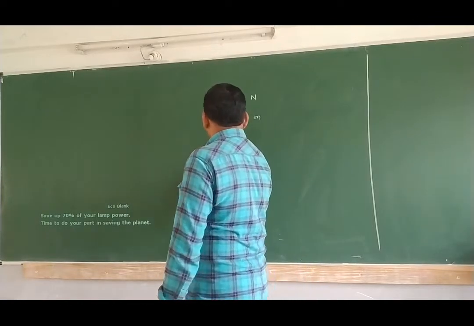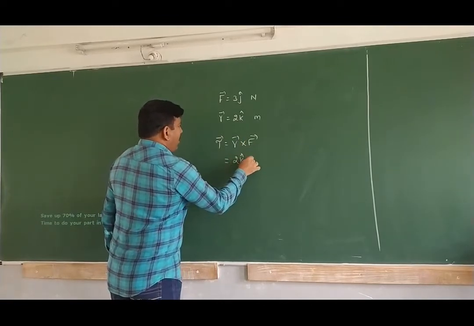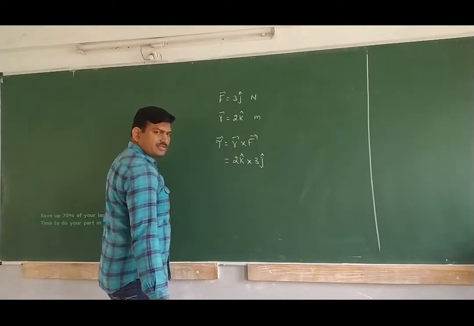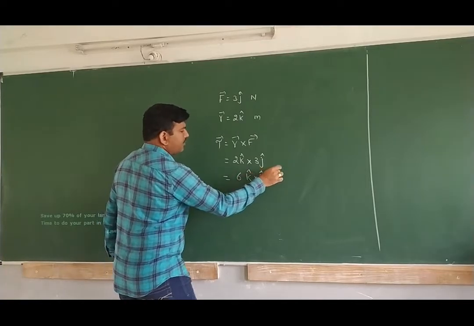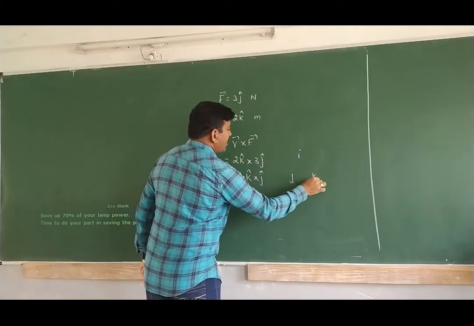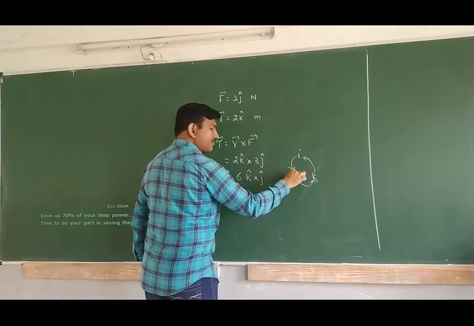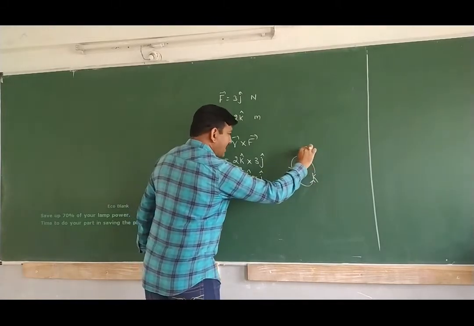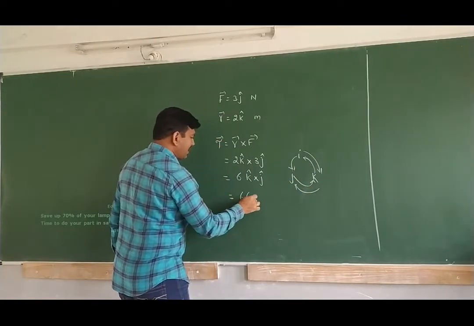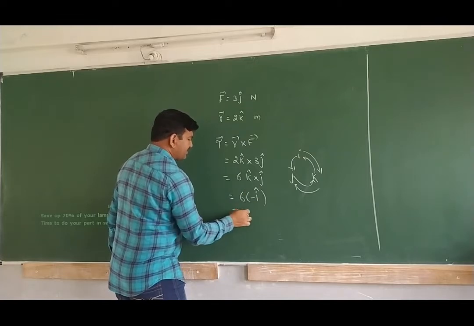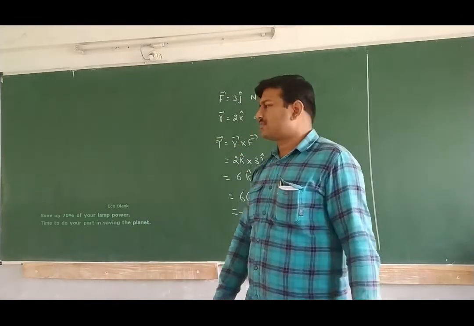Torque basic formula is r bar cross F bar. So r bar is 2k cap cross 3j cap. 2 threes are 6, k cross j. You know this logic, i j k. i cross j is k, j cross k is i, k cross i is j. When you go in reverse order, i cross k is minus j, k cross j is minus i. So this is 6 into minus i. So the answer is minus 6i Newton meter, which is the unit. That will be the right answer. Next.